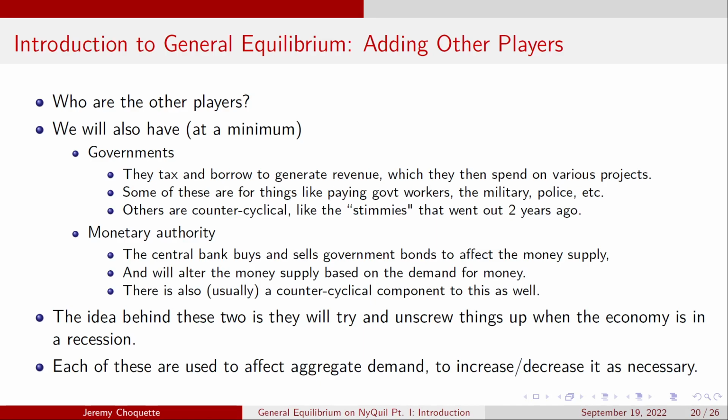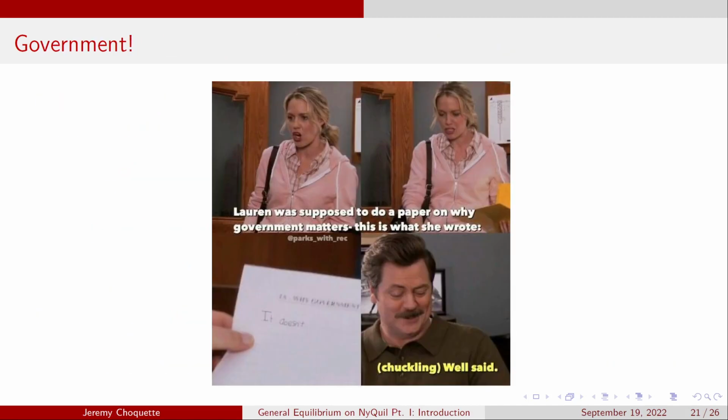And each of these will be used to affect aggregate demand, increase or decrease it as necessary. They don't affect supply. They're not really that good at dealing with supply shocks. They are fairly good at dealing with demand shocks, usually. Not always, but they're usually fairly good, or at least the monetary authority is fairly good at dealing with demand shocks. Can't quite say the fiscal authority is, but the monetary authority is generally pretty good about it.